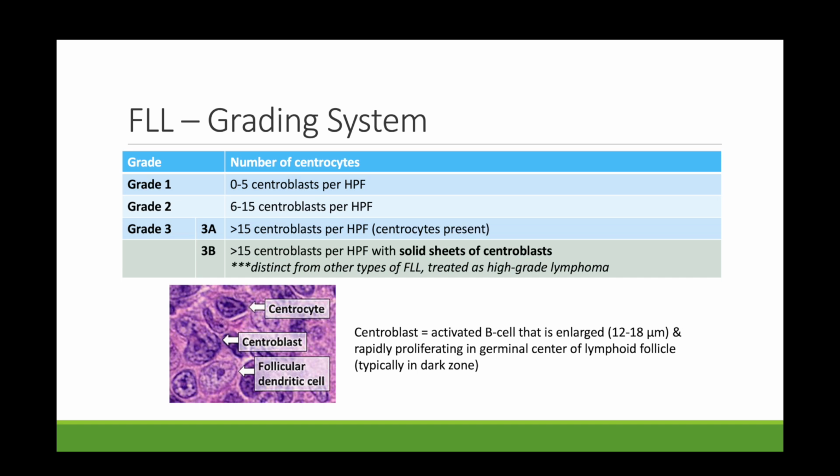And remember that follicular lymphoma grade 3B is distinct from other types of follicular lymphoma, and it is actually treated as a high-grade lymphoma. So whereas all the other follicular lymphomas would be managed with definitive radiation alone if they were early stage, follicular lymphoma grade 3B is treated as a high-grade lymphoma, and so we would give upfront systemic therapy.